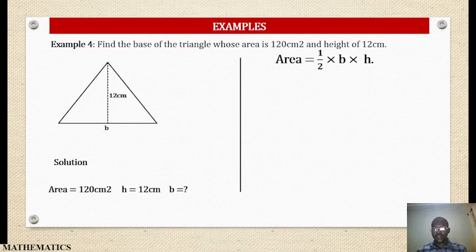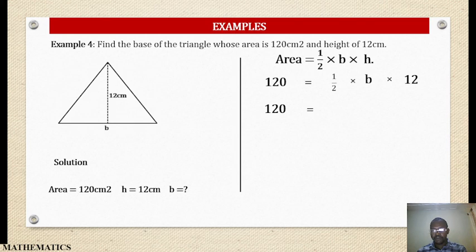So our area is given, so we write 120, which is equals to 1 over 2 times, our base is not given, so we use B, leave it the way it is, times our height, which is given to be 12. So one thing that you have to know here is we have to write our area, 120, which is equals to. So half times B is not possible. We can say half times 12. So half of 12 is 6. So 6 times B is 6B.